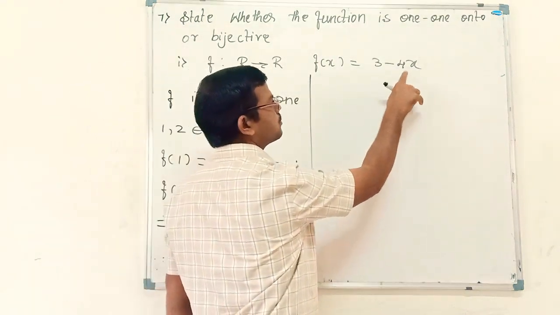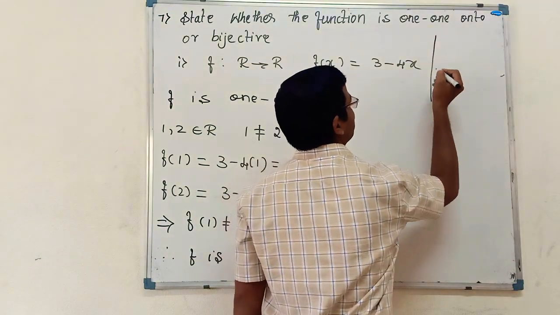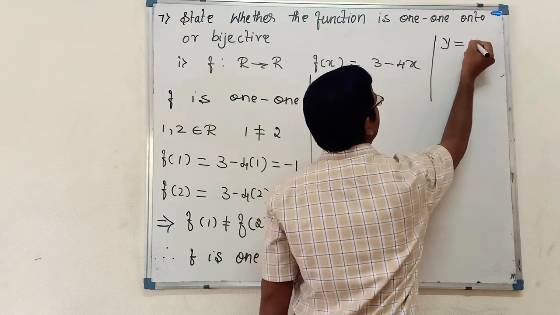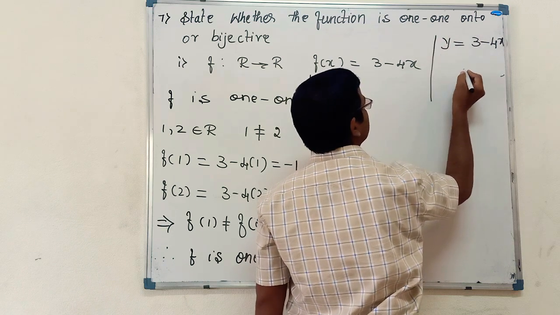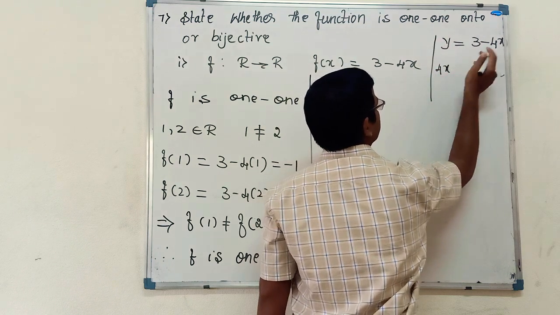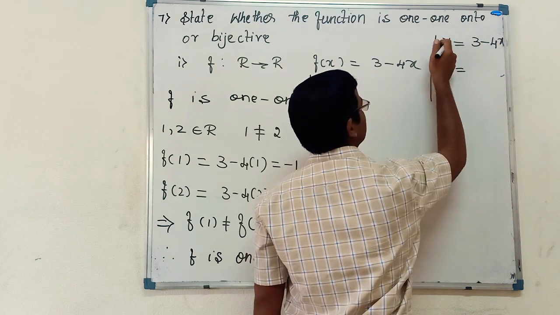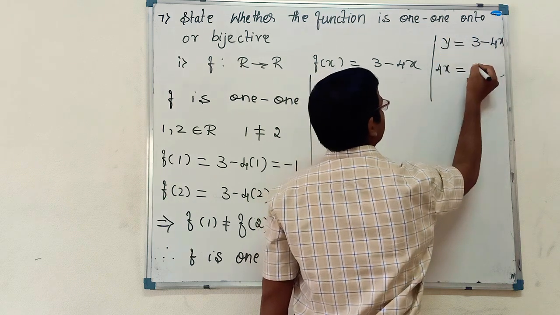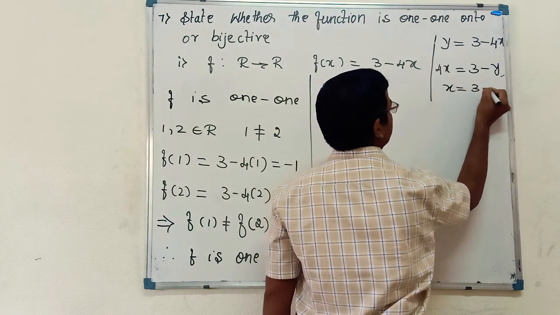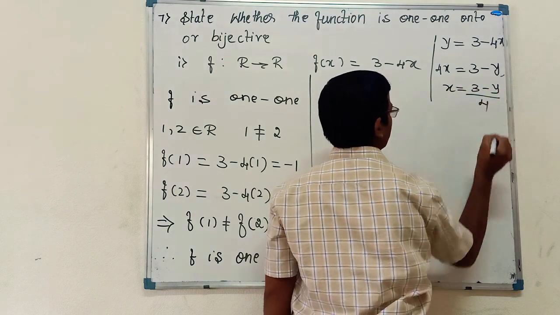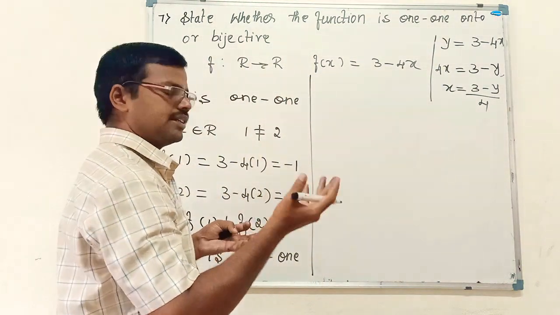So here it is in terms of x, that we have to convert in terms of y. So for that we make a certain arrangement here. Let me consider y is equal to 3 minus 4x. Bring this on this side, what happens? 4x is equal to minus. If you bring it on this side, it will become positive. If you bring this side, it will become minus y. So x is equal to (3 minus y) divided by 4. So here we got the conversion, x in terms of y.